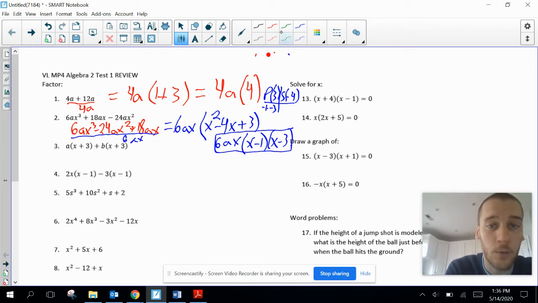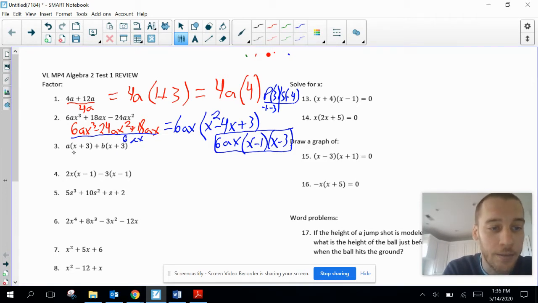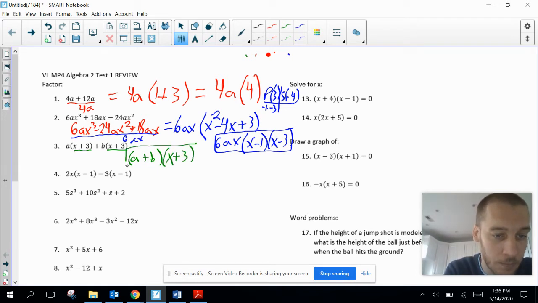Grouping. Number 3 is basically an introduction to grouping. If we've got the same thing being multiplied to two different terms, we can basically pull out those terms and be left with two binomials. Since a is being multiplied by x plus 3 and b is being multiplied by x plus 3, we can rewrite as a plus b times x plus 3. Final answer.